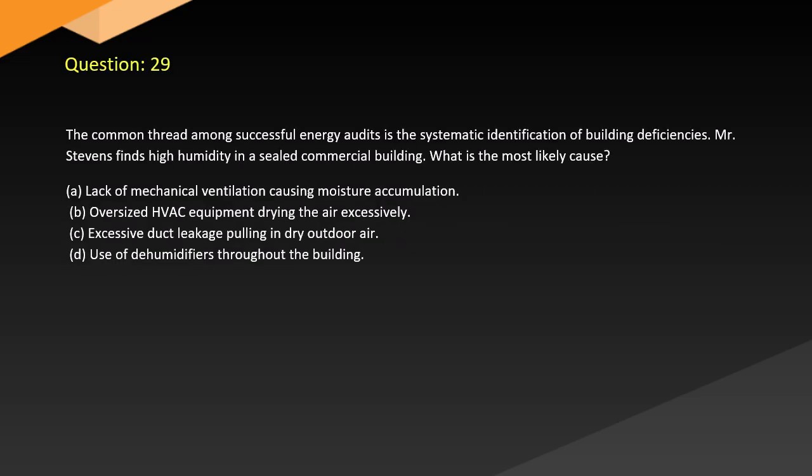Question 29. A common thread among successful energy audits is the systematic identification of building deficiencies. Mr. Stevens finds high humidity in a sealed commercial building. What is the most likely cause? A. Lack of mechanical ventilation causing moisture accumulation. B. Oversized HVAC equipment drying the air excessively. C. Excessive duct leakage pulling in dry outdoor air. D. Use of dehumidifiers throughout the building.